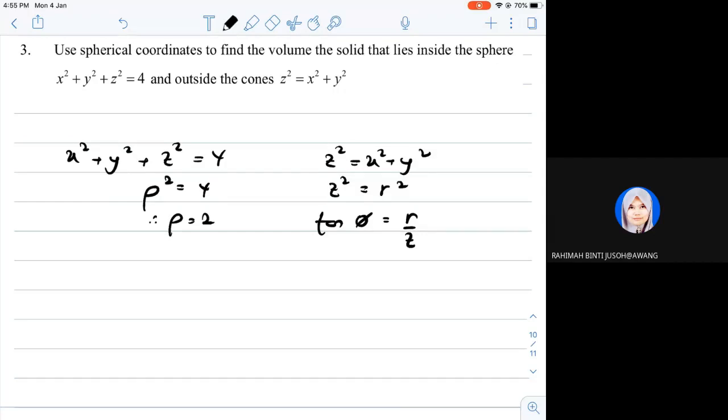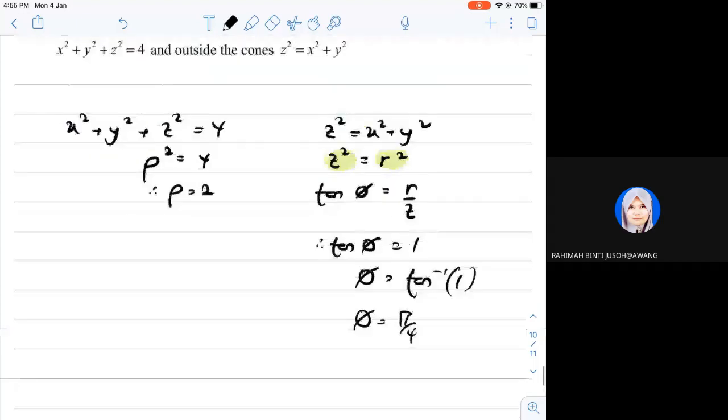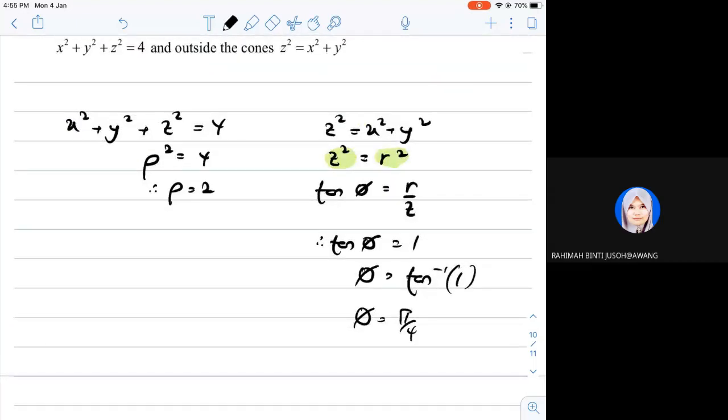So dalam kes ni, since z equals to r, therefore tangent phi equals to 1. Sebab z equals to r, nilai z just the same like r. So when r divided by z equals to 1, phi equals to shift tangent 1, so phi equals to 45 degrees or pi over 4. Okay, settle lah. So ini kita tahu dah limit radius, limit for the rho and limit for the phi.